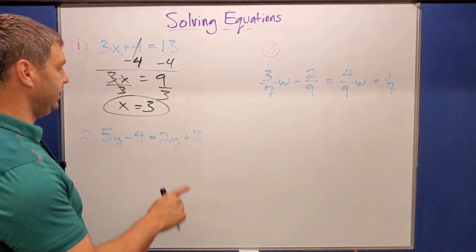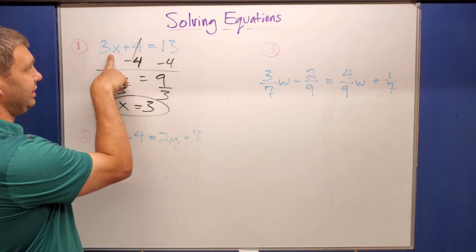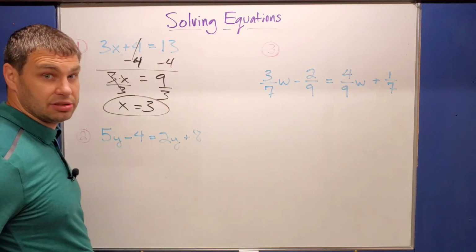If you want to check, you can put it back in and check it here. 3 times 3 is 9. 9 plus 4 is 13. So that one works out.